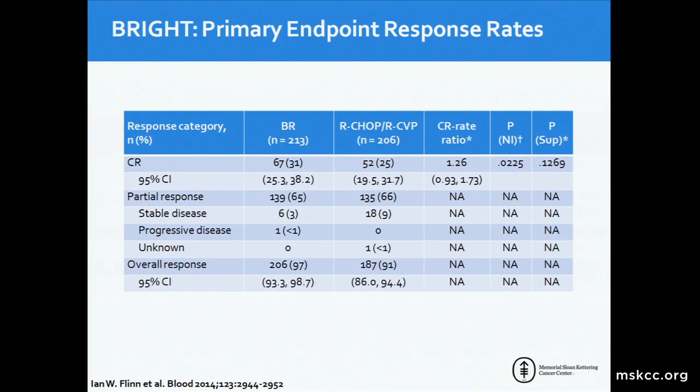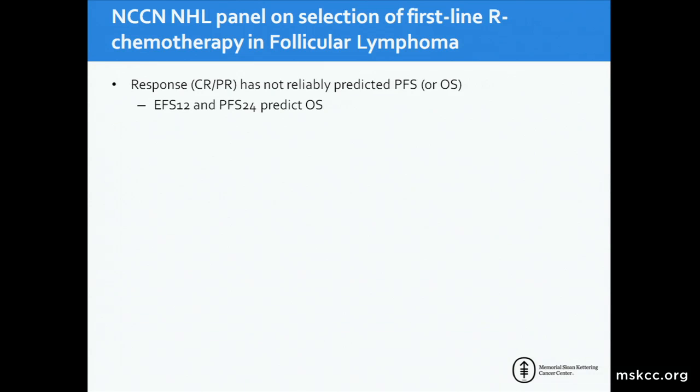So bendamustine rituximab in the STiL trial was clearly superior, was highly statistically significant for improvement in complete response rate, but not in this trial. And this trial actually included RCVP, which we saw from the Italian trial was the quote-unquote worst of the regimens. So bendamustine rituximab is good, but I don't think it's as good as the STiL trial suggests.